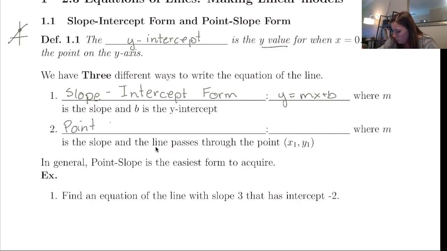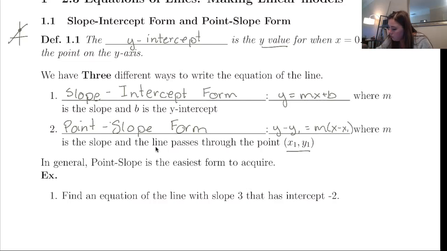point slope form. All you need is the slope of the equation and a point, right? And that one looks like y minus y1 equals m times the quantity x minus x1, where m is the slope, naturally, and the line passes through the point x1, y1. So x1 and y1, when I write this out, are just numbers, okay?